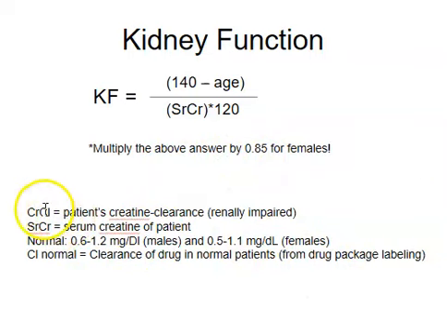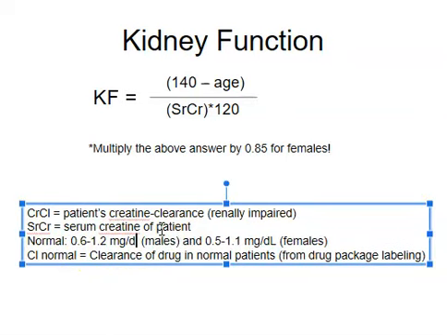So creatinine clearance is the patient's creatinine clearance, if it's renally impaired; this is the focus of this. Serum creatinine is the serum creatinine of the patient. Normal for males is typically 0.6 to 1.2 milligrams per deciliter, and 0.5 to 1 milligram per deciliter for females.